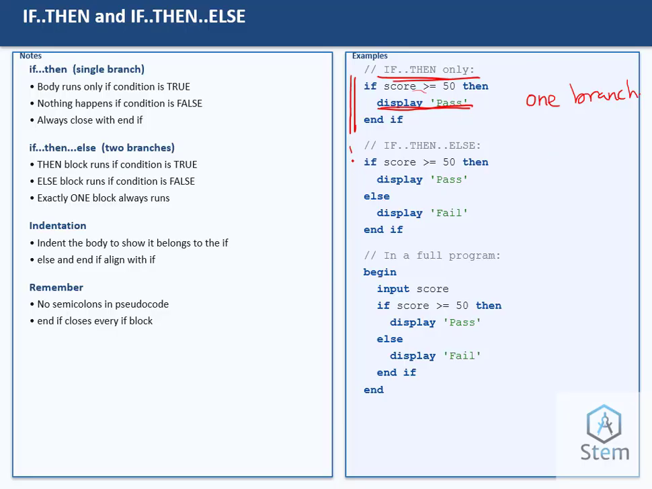Look at the second one, an if then else setup. If score is greater than or equal to 50, we know what to do. This is branch number 1. So if this is true, we are going to run this program. If it's not true, the else part is the one which is gonna run. We display this program. So these are two branches.